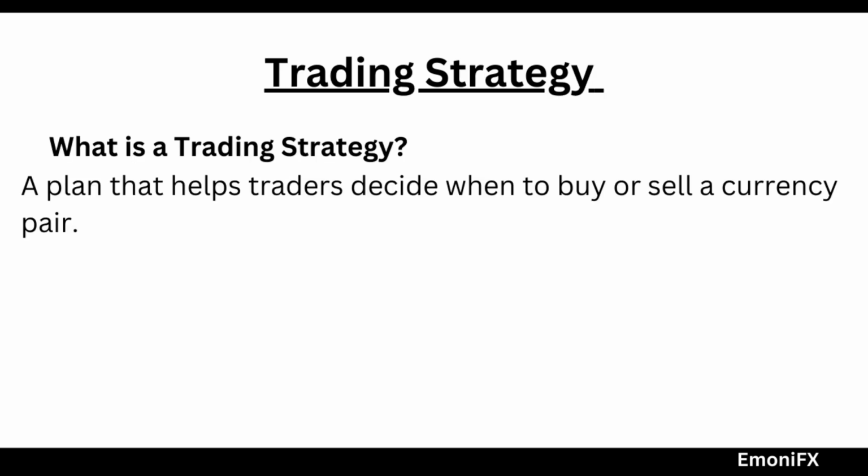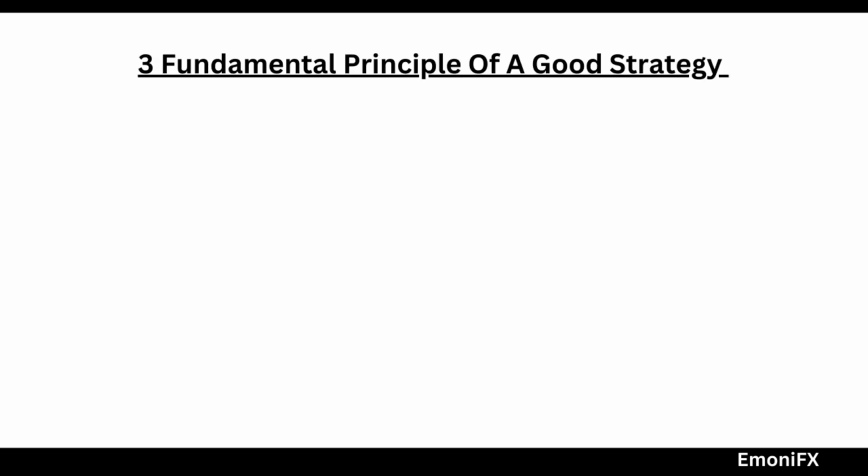A trading strategy is a plan that helps traders to decide when to buy or sell a currency pair. It involves analyzing the market to determine the best entry and exit points, as well as the position size and trade timing. Now, based on my experience over the years, I've come to the conclusion that a good trading strategy must have 3 basic and fundamental principles. On the number 1 list, we have the bias. Bias simply means to know where the price should go next from its current position.